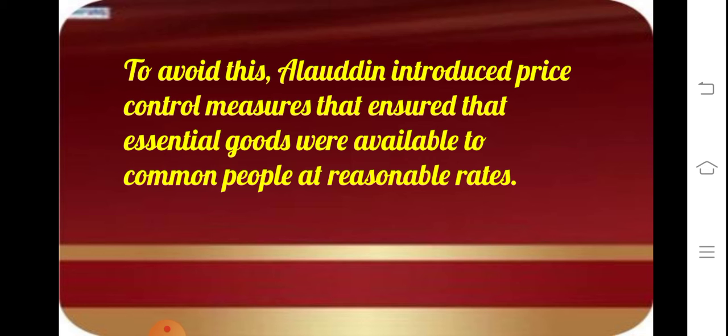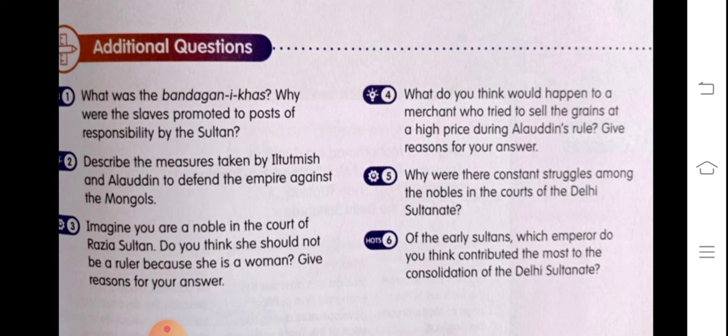Let's move to additional questions. The first question is, what was the Bandagan-e-Khas? Why were the slaves promoted to posts of responsibility by the Sultan? The Bandagan-e-Khas was a group of specialized slaves who were trained from an early age to be loyal only to their master and not to perform administrative functions. The Sultan chose to promote them to positions of responsibility because he could trust them completely.